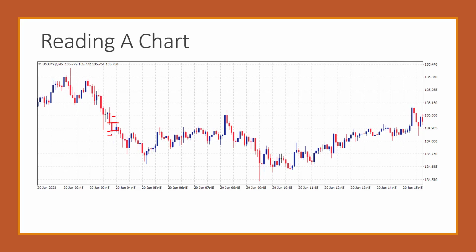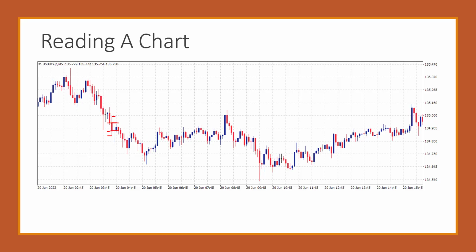Now, these wicks can be quite important when we look at some of the patterns in a moment, because they tell us a little bit about the sentiment in the market, so we can try and gauge what the sentiment is from those wicks. But that is how you read a candlestick. So the bar itself shows you the open and the close. The wicks show you the highs and the lows.